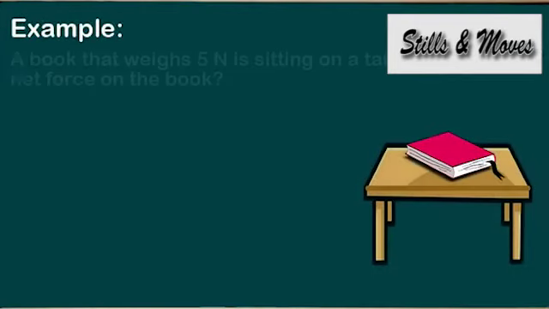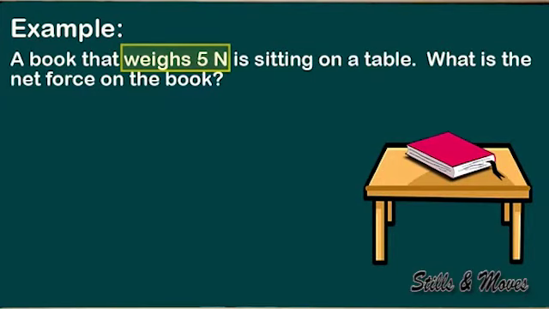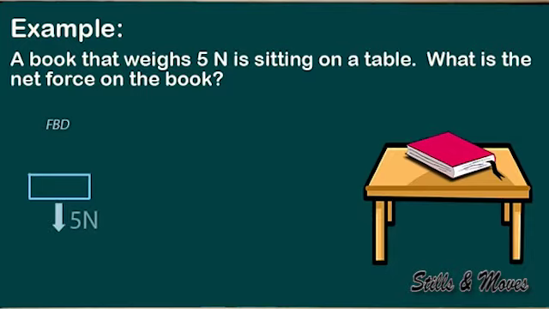Let's consider a book on a table. The book weighs 5 newtons. The free body diagram would include gravity pointing down, 5 newtons, and there must be some other force on this book, as our free body diagram is the exact same as if it was a falling book. And we know that the book isn't falling, it's just sitting there on the table. So where is this other force coming from?